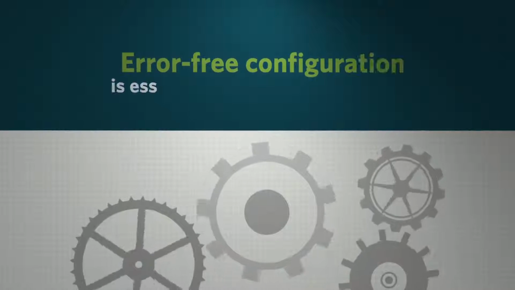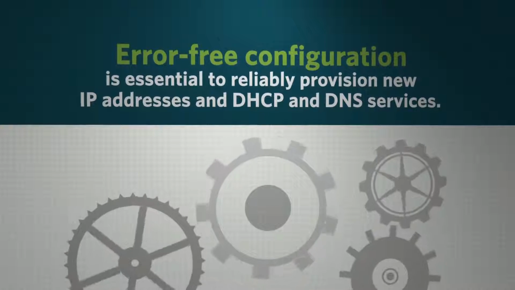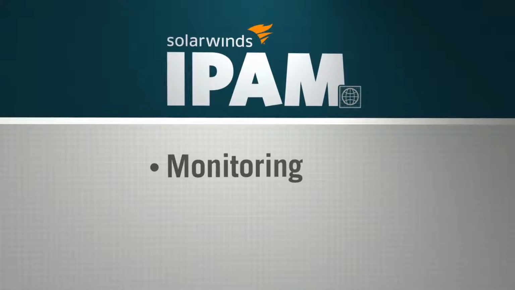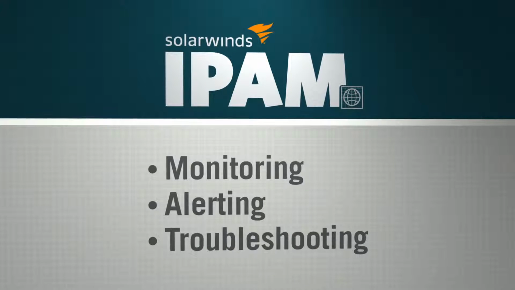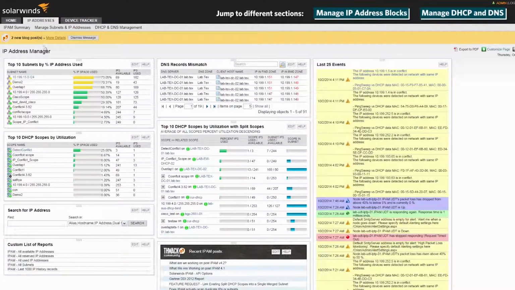Error-free configuration is essential to reliably provision new IP addresses and DHCP and DNS services. However, to also ensure reliable operation, IPAM also provides monitoring, alerting, and troubleshooting to help you detect, find, and fix IP-related problems. IPAM provides a customizable dashboard which summarizes all of your IP address information, like IP conflicts, high utilization subnets and scopes, mismatched DNS entries, or other DHCP, DNS, and IP configuration changes. In addition, IPAM helps troubleshoot and resolve problems quickly.